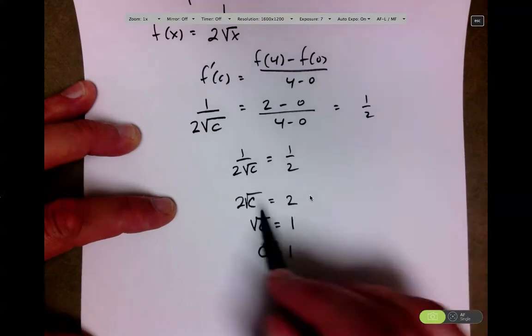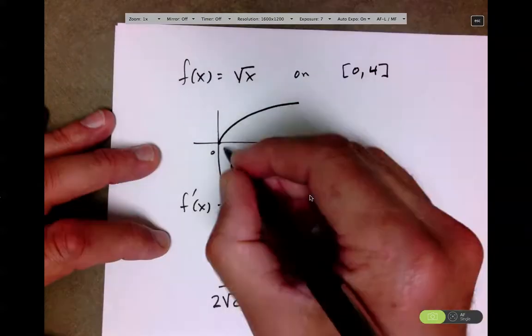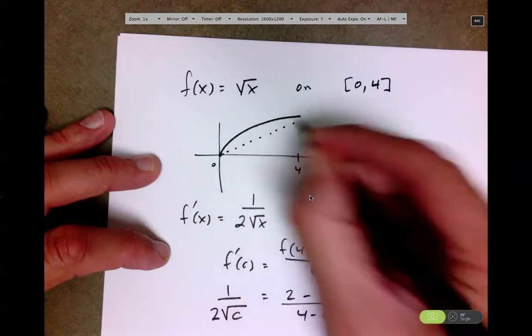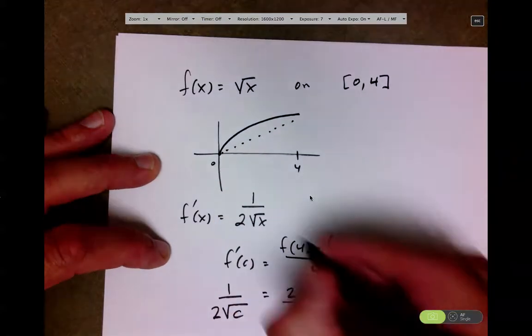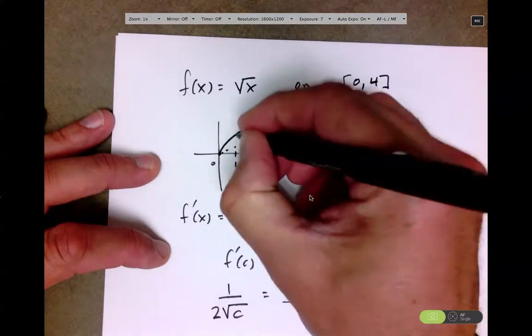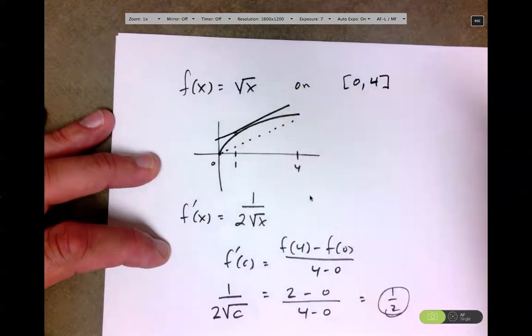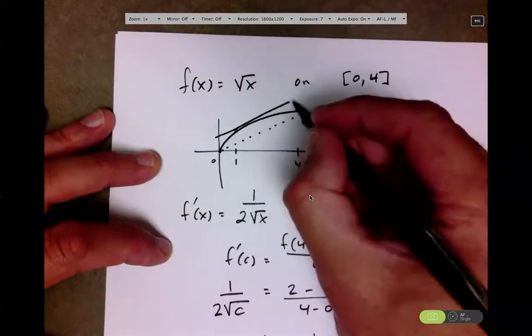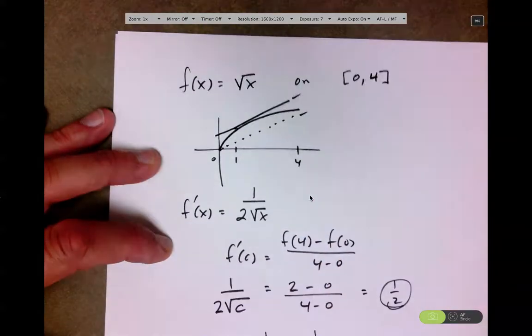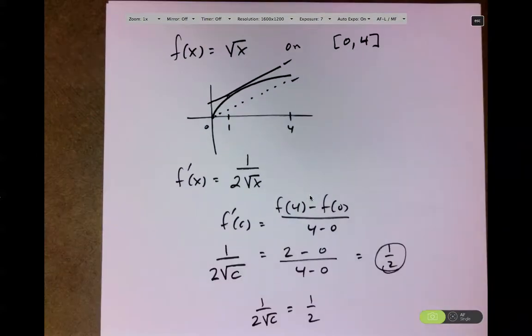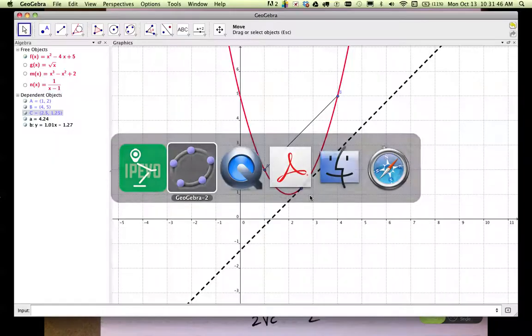All right, so again, we're going to end up with the line that goes between these 2 points. That has a slope of 1 half. If we go over here to 1, we're going to find that the tangent line at that point also has a slope of 1 half, and these lines are going to be parallel to each other. Okay, so let me again demonstrate that on GeoGebra.